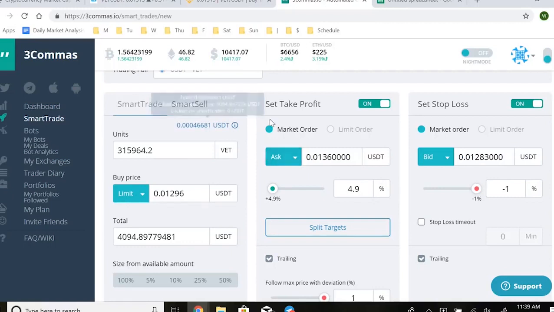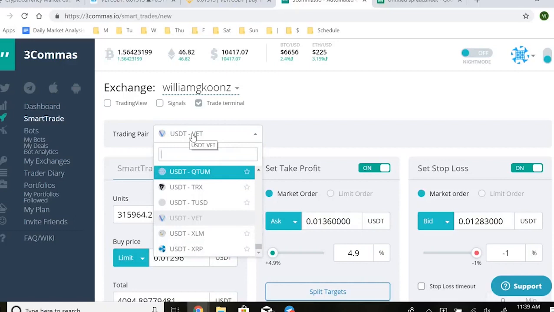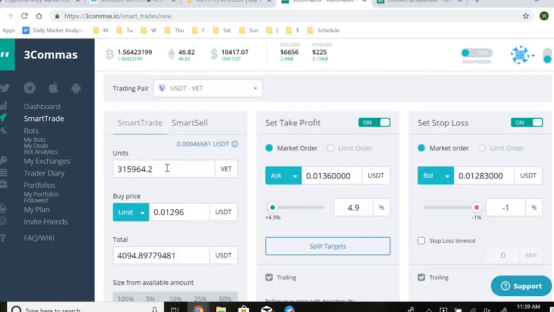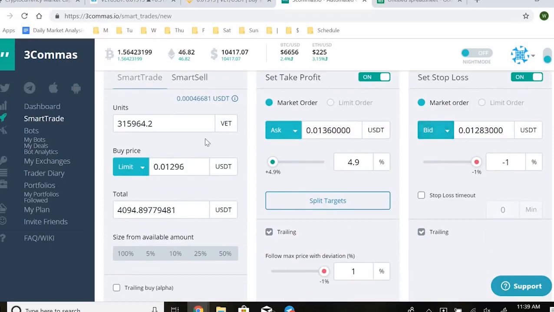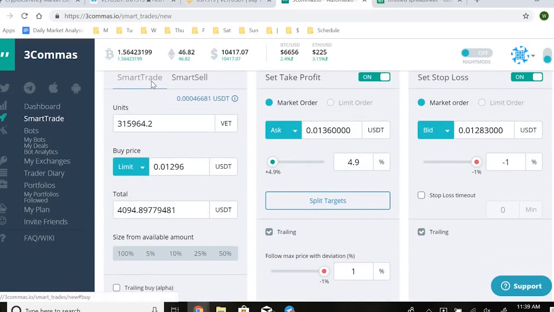So starting off, once you get here, you're going to first want to select the trading pair. So for me, I select USDT and VET because that's the pair I want to trade. And then you come down here to these 3 little panels. So you have Smart Trade, Smart Sell, Set Take Profit, and then Set Stop Loss. So starting off with the first column, we're just going to focus on this. Smart Trade is basically to buy, and Smart Sell is to sell.